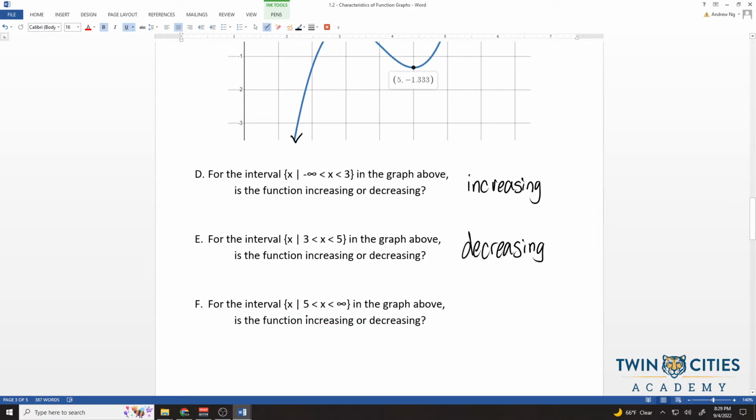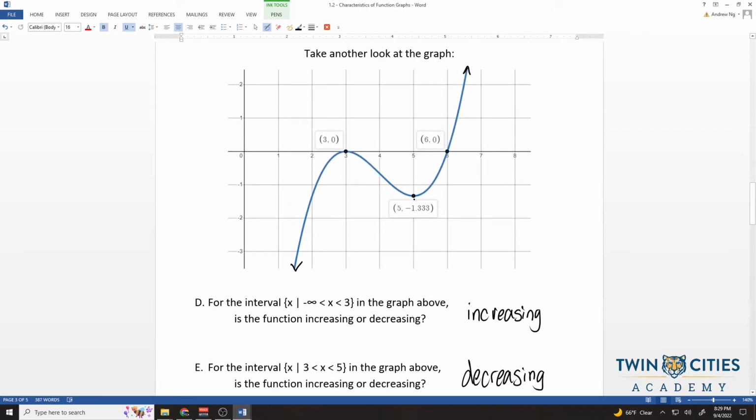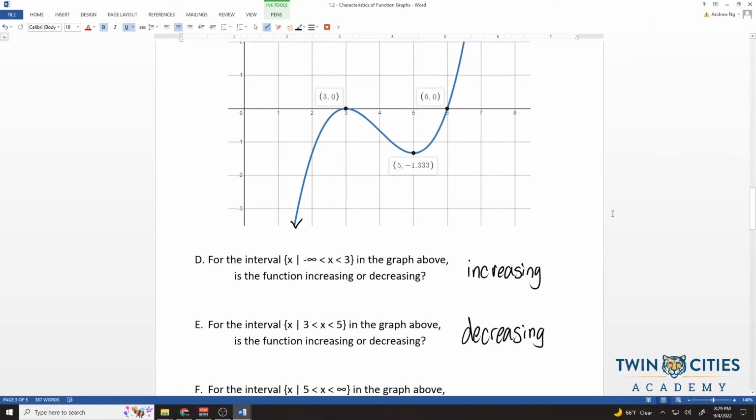Okay, and then it says from 5 to positive infinity, are we increasing or decreasing? So from 5 and left to right, now we do hit this 6, 0 point, but I don't care about that. I'm just going to keep going to positive infinity. It's going to be way out here, and the graph's going to be up here. So from left to right, I am going up, I'm increasing.